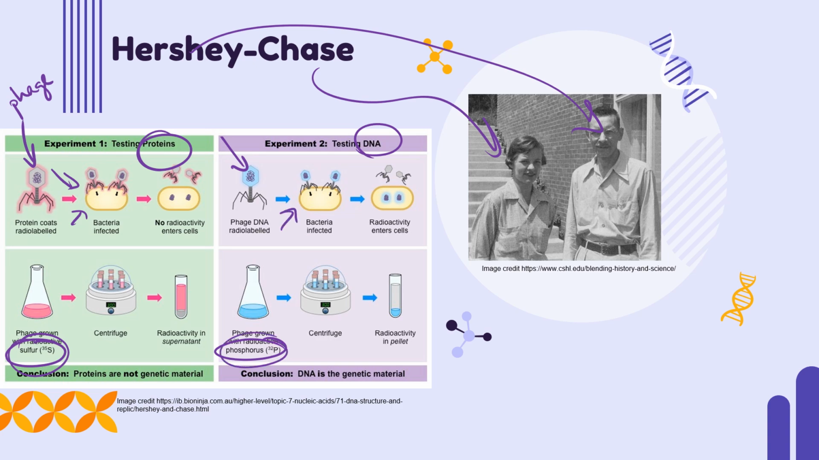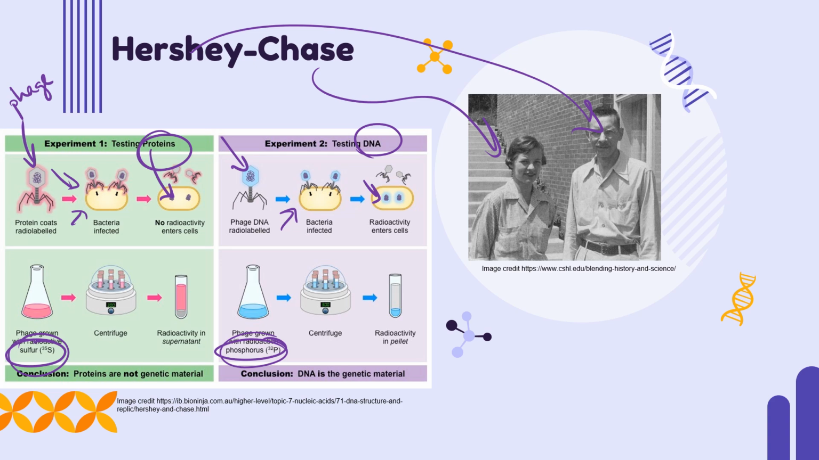And they looked to see, was there radioactive sulfur inside the bacteria? If there was, that meant that the viral protein was inside the bacteria, and therefore protein is the molecule of heredity. But if there was radioactive phosphorus on the inside, that meant that the viral DNA got into the bacteria, and DNA is the molecule of heredity.